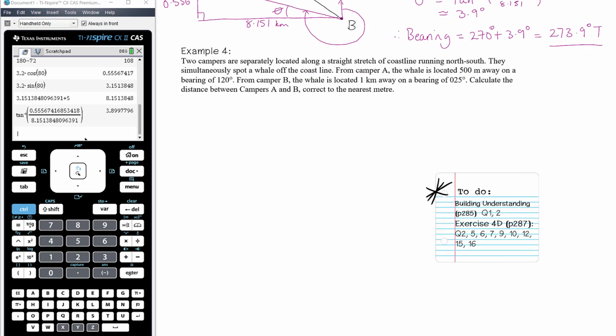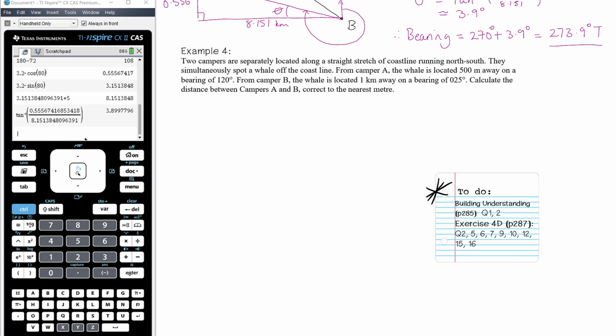Okay, last example. Two campers are separately located along a stretch of coastline running north-south. They simultaneously spot a whale off the coastline. From camper A, the whale is located 500 metres away on a bearing of 120 degrees. From camper B, the whale is located 1 kilometre away on a bearing of 25 degrees. Calculate the distance between campers A and B correct to the nearest metre.